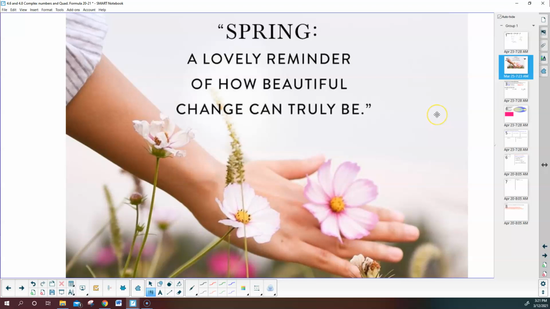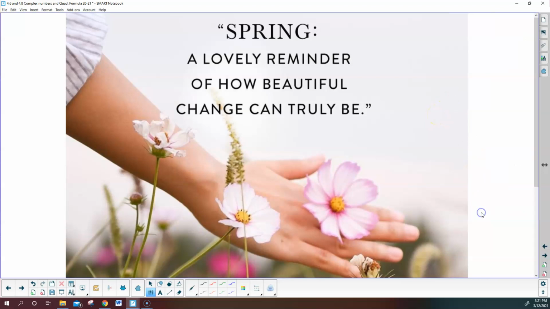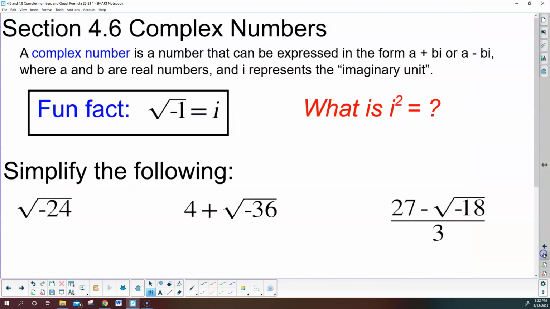All right, quote for today. Spring, a lovely reminder how beautiful change can truly be. Since we're starting third trimester, it's important for us to start off on a really strong note. If you have any questions, we're making a pretty big shift into algebra. Please make sure you stop in and get help as often as you need.